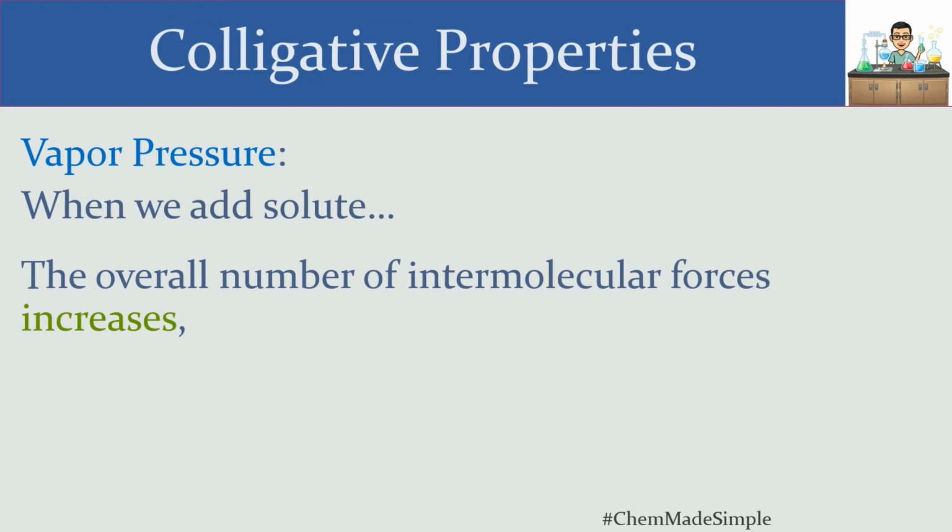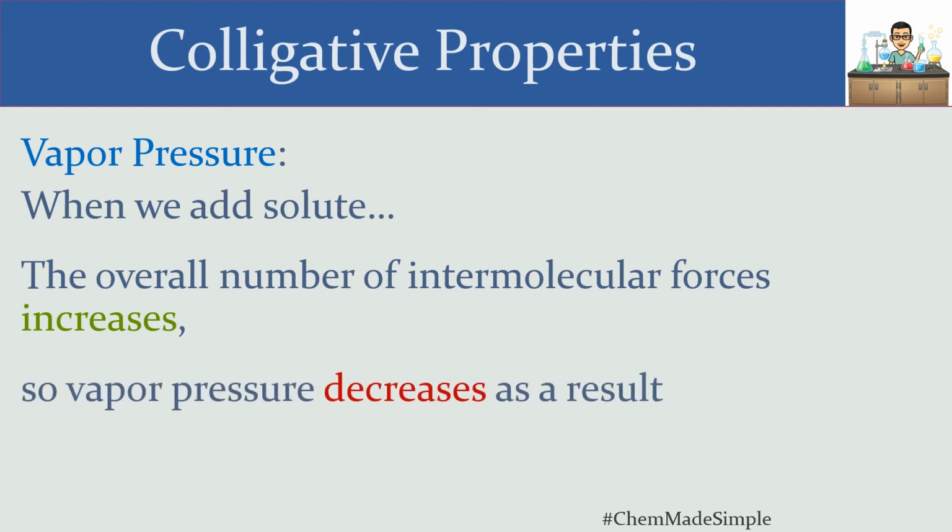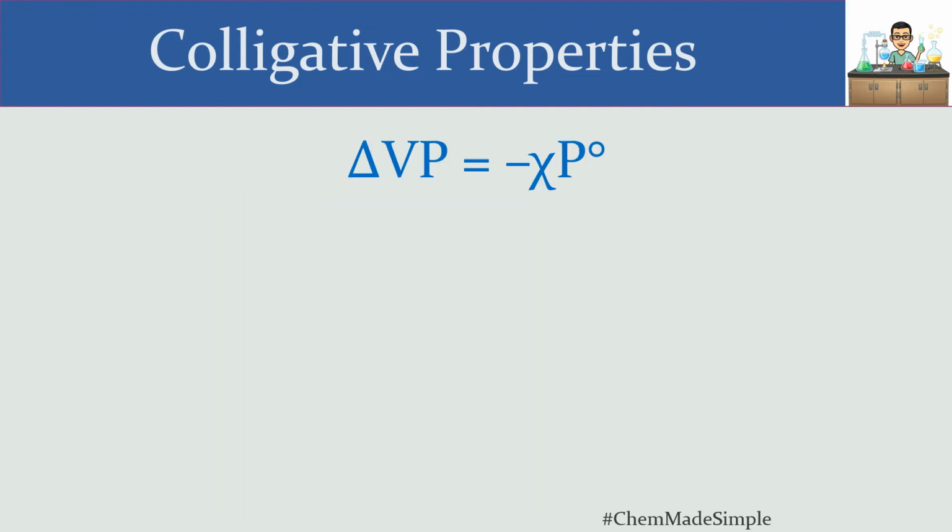Now remember, vapor pressure and intermolecular forces have an inverse relationship. So by increasing the possibility of more intermolecular forces, we're going to cause our vapor pressure to fall. And the question is, how much is our vapor pressure going to decrease by? The relationship between vapor pressure and the amount of solute that we add looks like this. The change in vapor pressure is going to be a decrease, because when we add solute, more intermolecular forces lead to a lower tendency to become a gas.